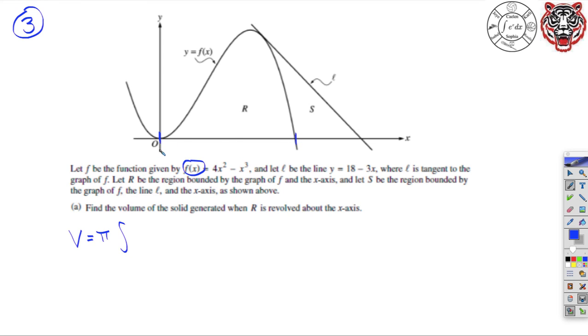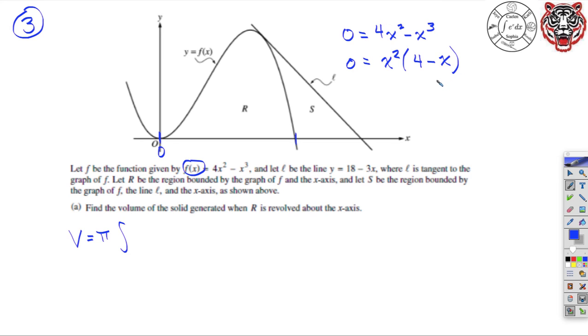I know this point is going to be 0. How do I find this point using the calculator? Or better yet, there's a way to do it even faster without the calculator. Can anyone see it, girls? Set f of x equal to 0. Perfect. So I'm saying 0 is equal to 4x squared minus x cubed. Factor the right-hand side. Actually, I'm going to factor out an x squared. So 0 equals x squared times (4 minus x).